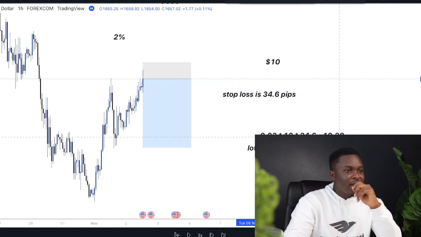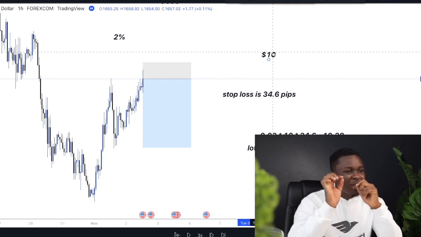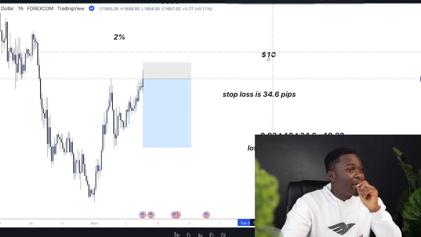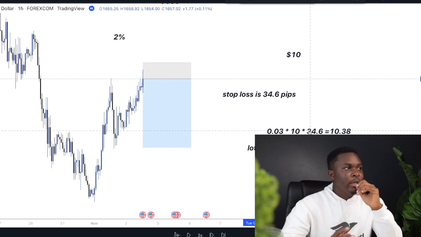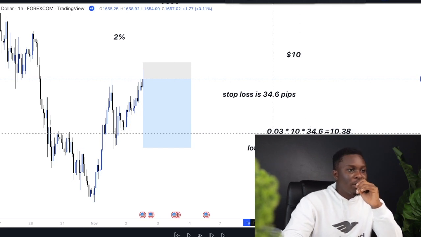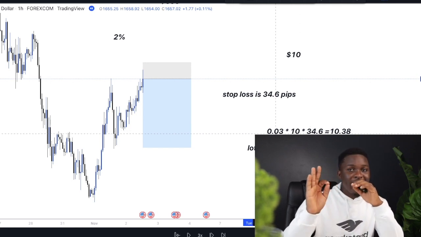Now the question is, is this more than 2%? Definitely yes, it is more than 2% just by the base. But this is really okay. So on a $500 account, the best lot size for you to use, if you are comfortable with risking 2% of your account, should be 0.03 per every single trade.